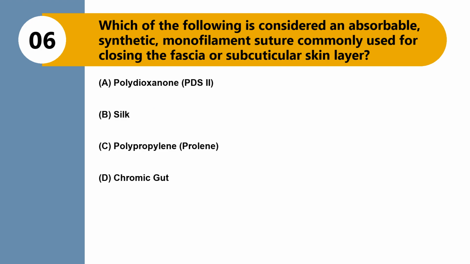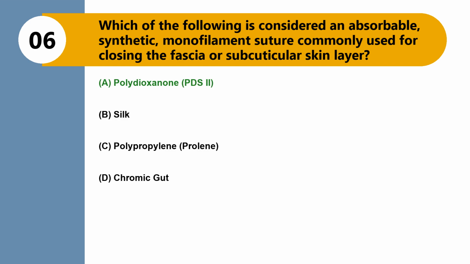Question 6. Which of the following is considered an absorbable, synthetic, monofilament suture commonly used for closing the fascia or subcuticular skin layer? Option A. Polydioxanone, PDS II. Option B. Silk. Option C. Polypropylene, Prolene. Option D. Chromic gut. The correct answer is option A.